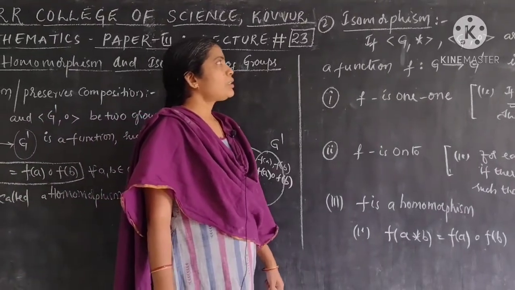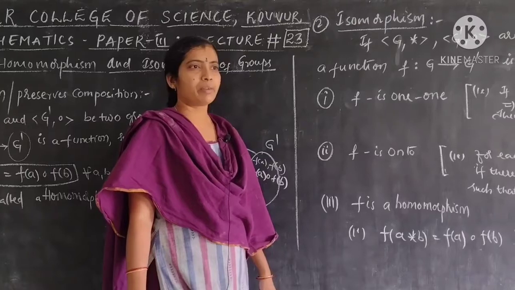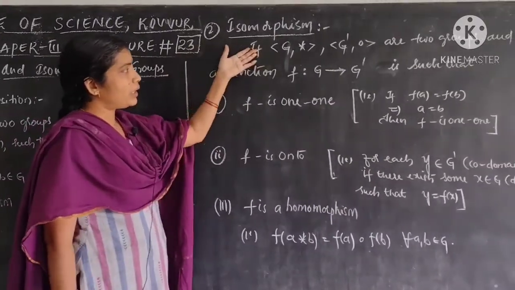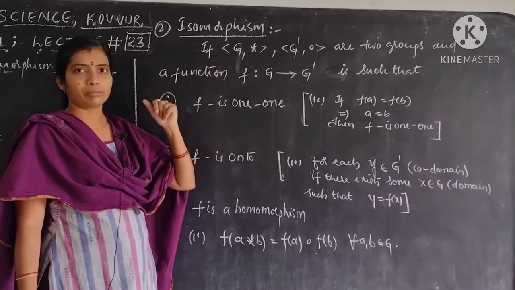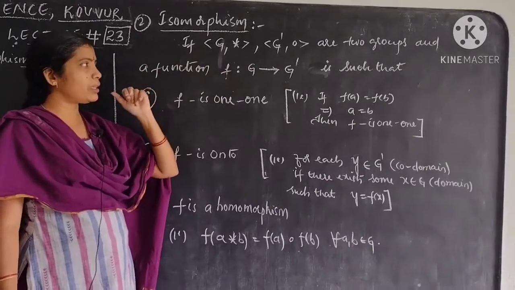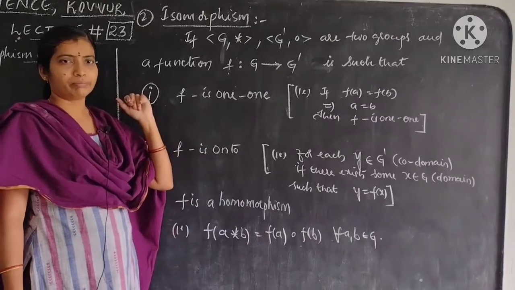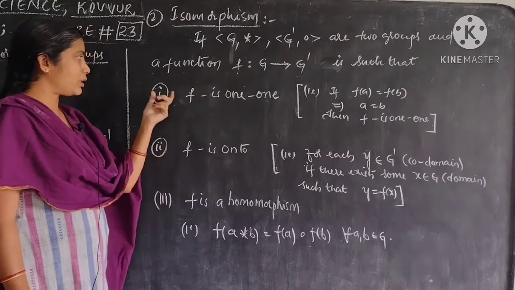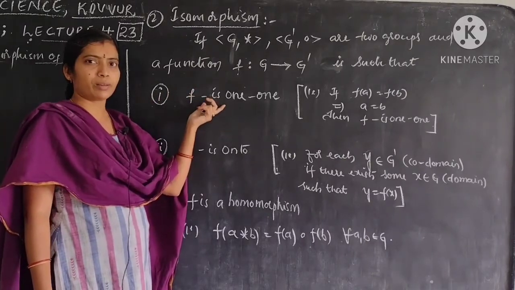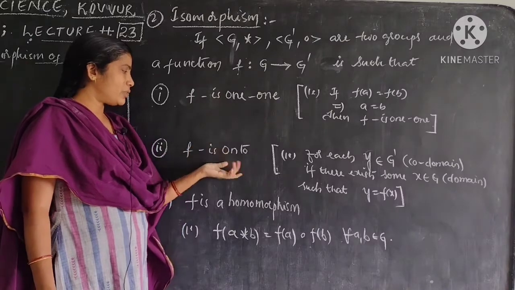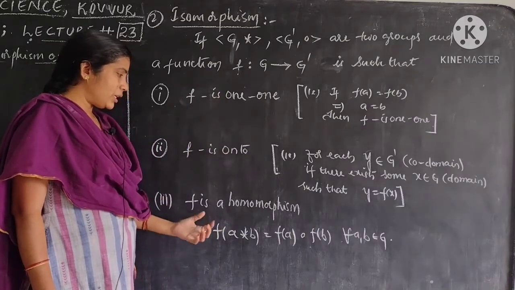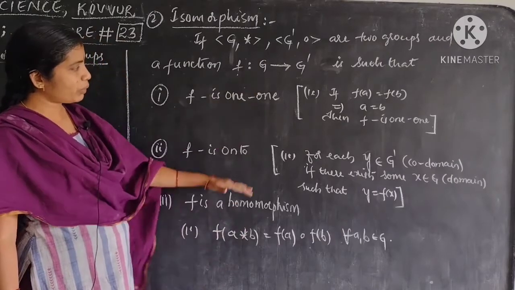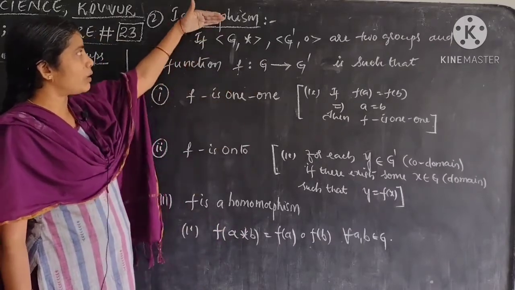Okay. Next one, what is an isomorphism? Again consider two groups and f from G to G dash is a function. How can you say this function is an isomorphism? If it satisfies the conditions, that is number 1, f is one-one, and f is onto, and finally it is a homomorphism. That means a function having these three properties is called an isomorphism.